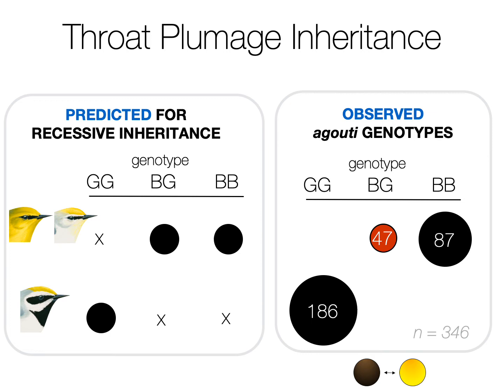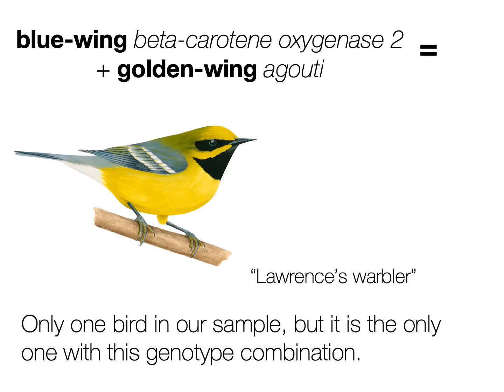So this is really good evidence that the variation we find in agouti signaling protein is responsible for this pretty significant plumage patch variation between blue-winged and golden-winged warblers. For the birders in the audience, you might be thinking, well, what about Lawrence's warblers? Maybe you weren't because you don't know birds, but that's okay. The Lawrence's warbler that we have in our data set, there's only one. It is the only individual that's homozygous for blue-winged beta-carotene oxygenase 2, and also homozygous for the golden-winged agouti allele, again suggesting that we really have found the genetic regions that underlie color variation in these birds.